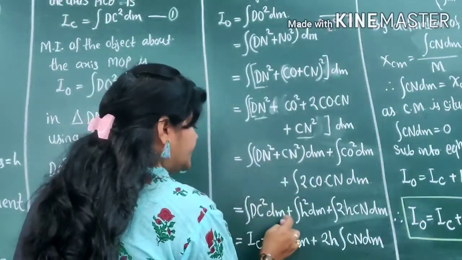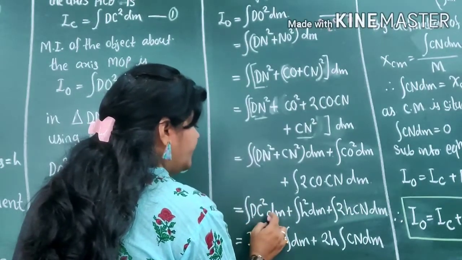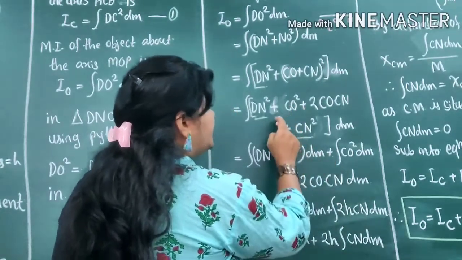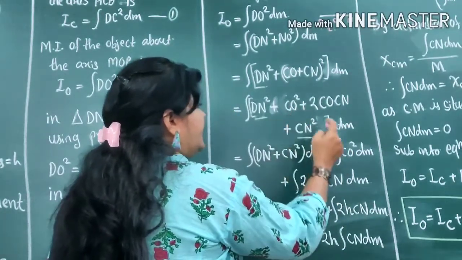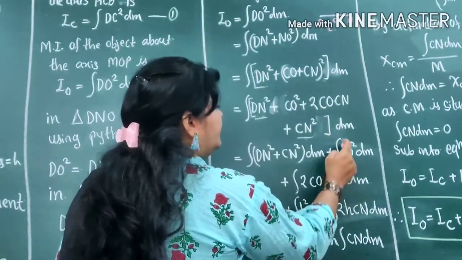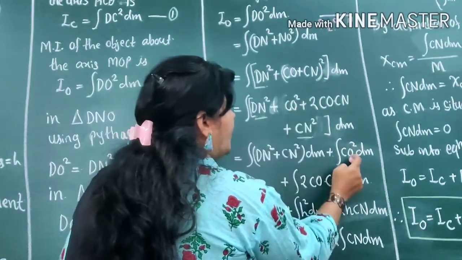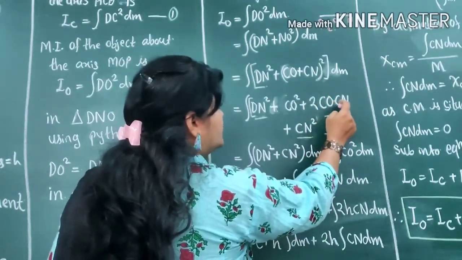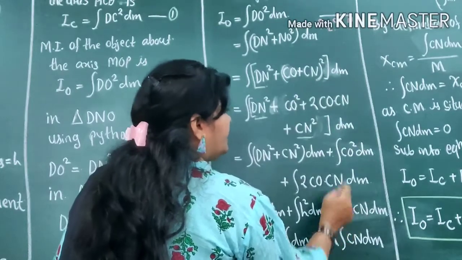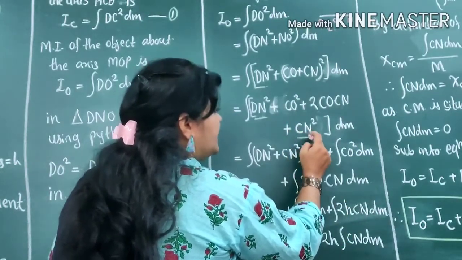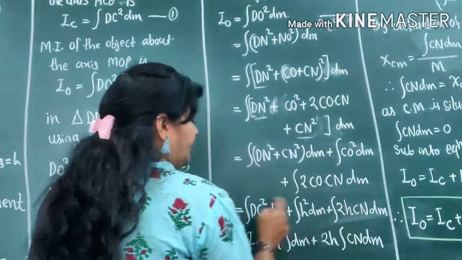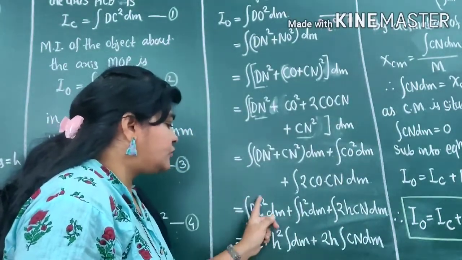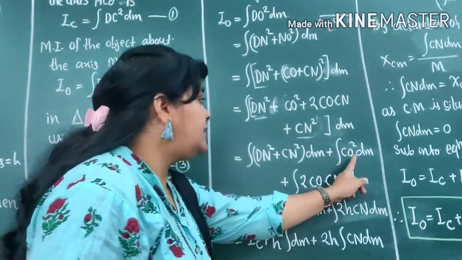That's why this term becomes DC square. Integrating it and multiplying by dm to each term, we get the integration of CO square into dm, plus 2 into the integration of CO CN into dm, plus the integration of CN square into dm. Next, after simplifying, we get the integration of DC square dm plus CO.